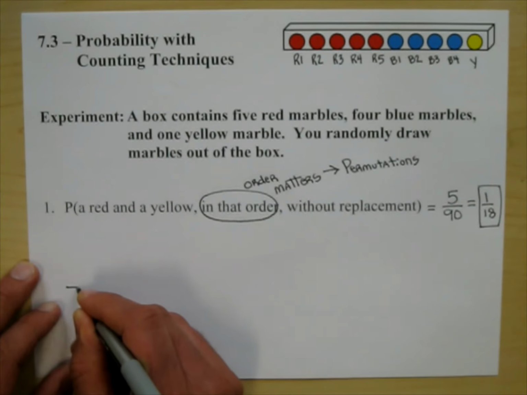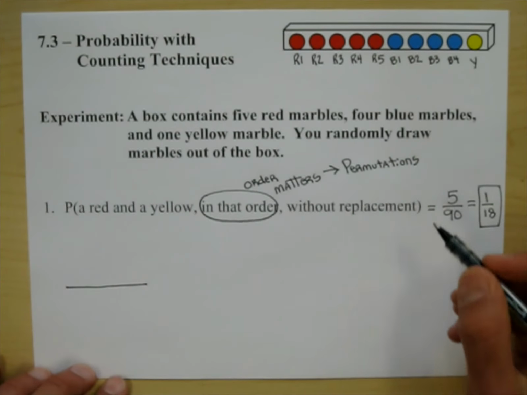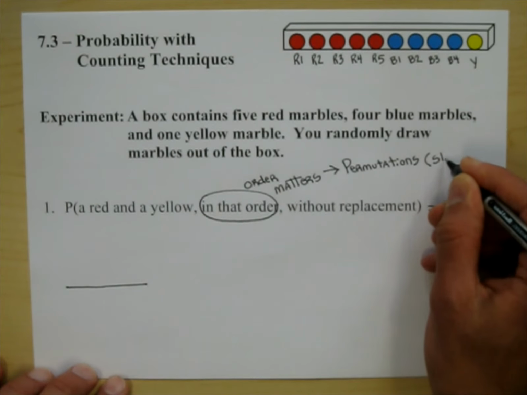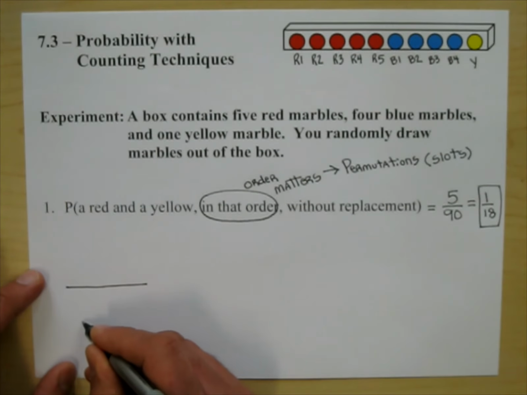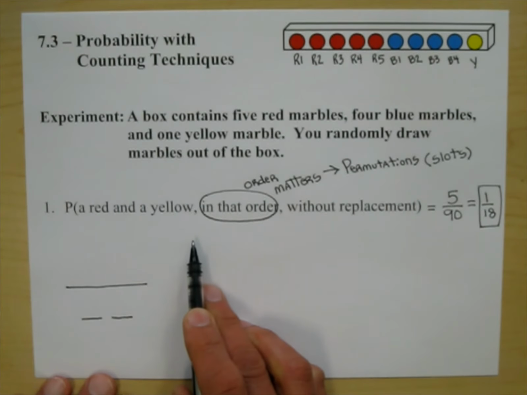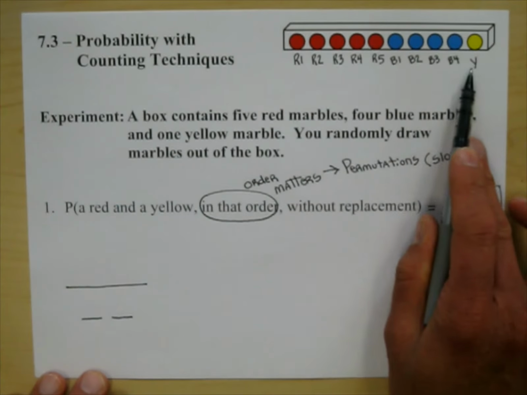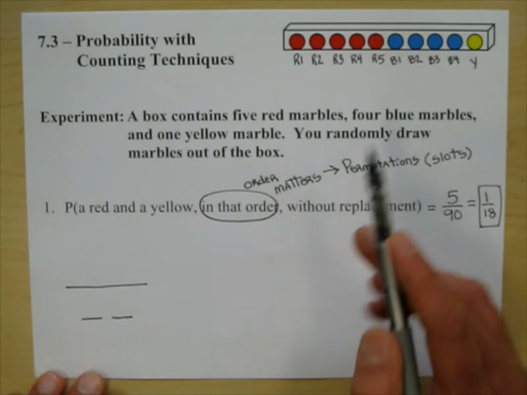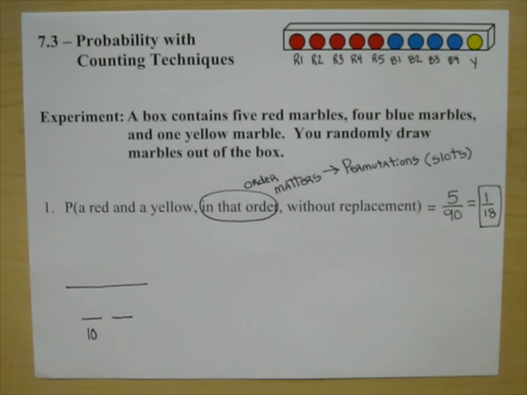Okay, so we know our probability is a fraction. We know permutations we can do by using slots. On the bottom happens to be 2 slots because you're pulling 2 marbles out. Now, when you pull the first marble out, how many choices do you have? You have 10 choices. By the way, this is my fraction bar right here. Let me make the fraction bar darker. So here's the fraction bar.